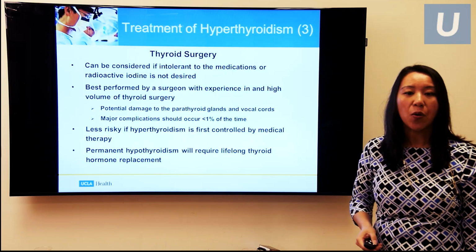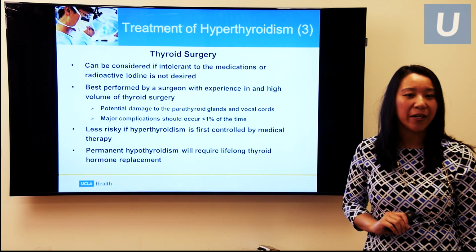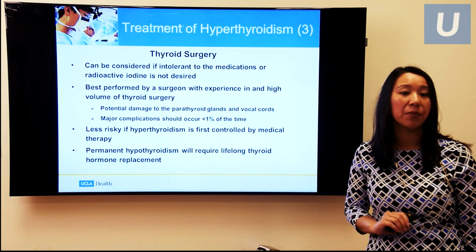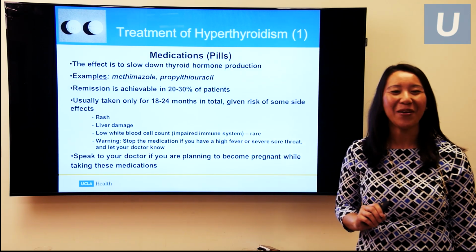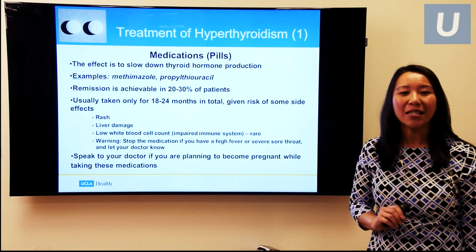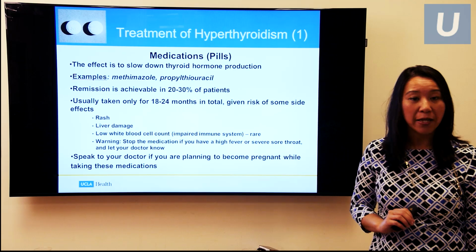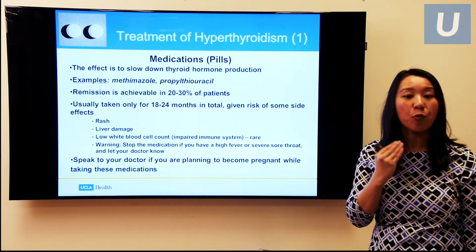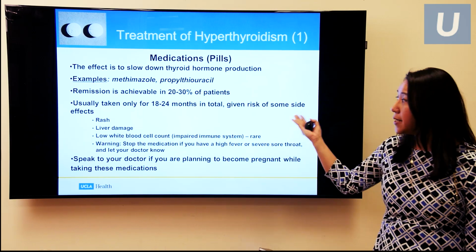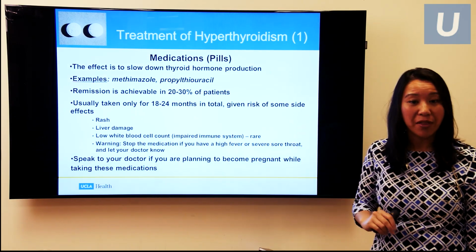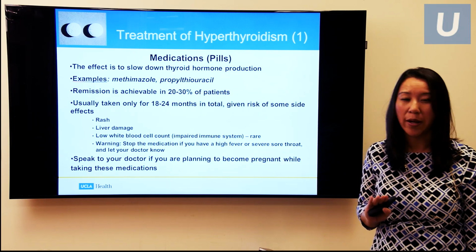Okay. So now that we've diagnosed hyperthyroidism, let me review briefly how we treat hyperthyroidism. There are three major areas. Let me go back to this one. So this is pills, and these are essentially medications. They're very, very effective to slow down the rate of thyroid hormone production coming from your thyroid gland. The examples that we have here in the US are methimazole and propylthiouracil, also known as PTU.